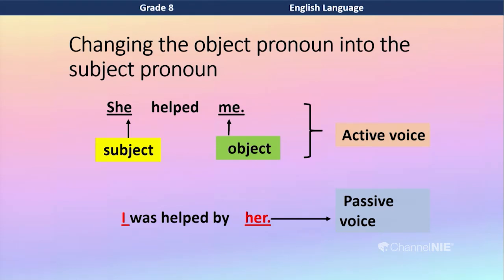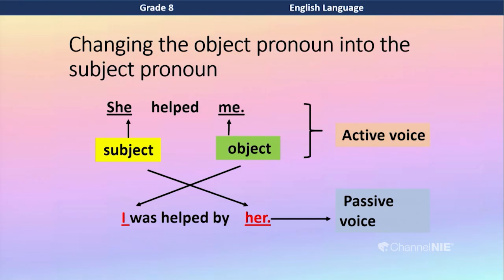When we make the passive voice sentence, what happens to it, miss? Then the object pronoun becomes the subject pronoun. Subject pronoun, exactly. So, me becomes I. And what happens to the subject pronoun in the active voice? The subject pronoun becomes the object pronoun. Yes, exactly. So, the subject pronoun becomes the object pronoun and the object pronoun becomes the subject pronoun. It's very easy, isn't it, children?